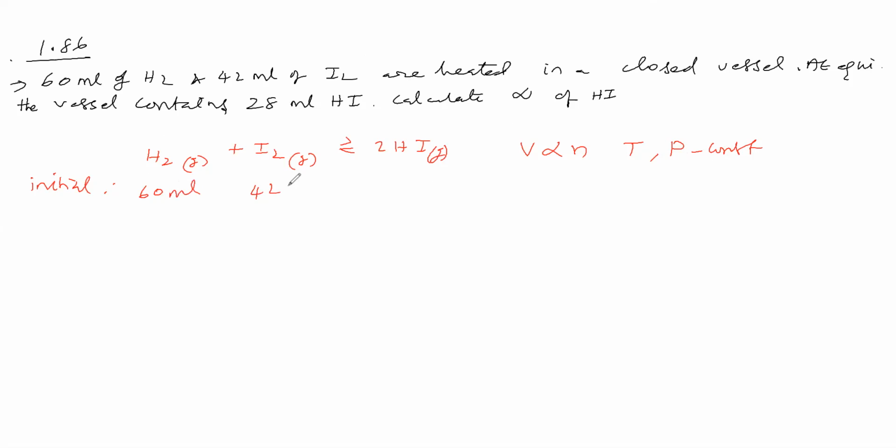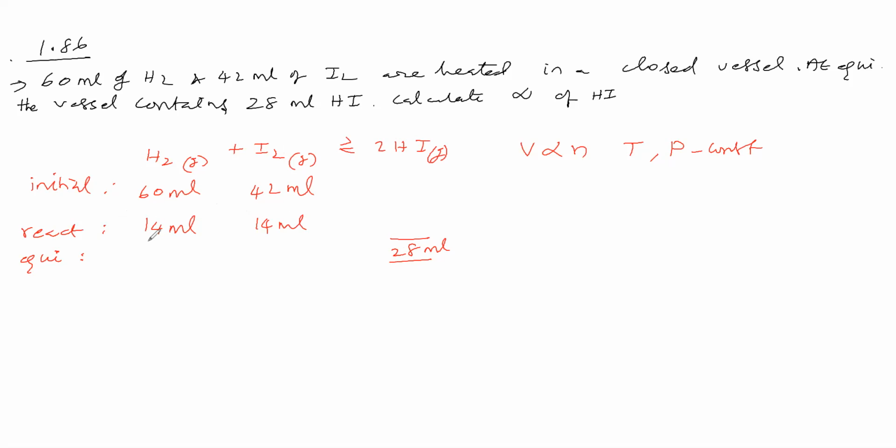I2 is 42 ml. Now, at equilibrium, how much HI is produced? 28 ml of HI is produced. That means, see, 1 ml of H2 on reaction gives 2 ml of HI as per the stoichiometric reaction. So for 28 ml of HI produced, how much H2 would have reacted? 14 ml would have reacted. Correct? In the same way, I2 also 14 ml would have reacted.